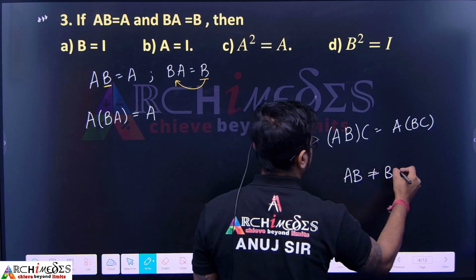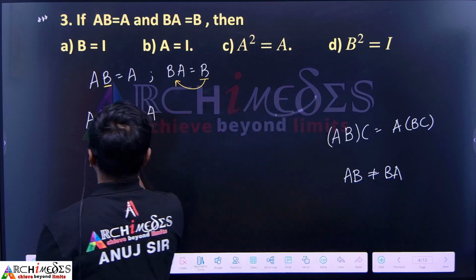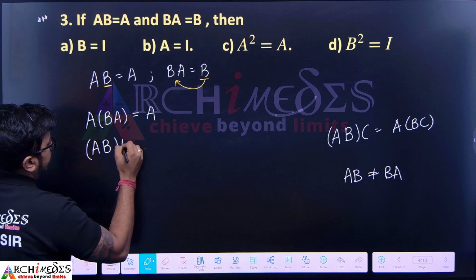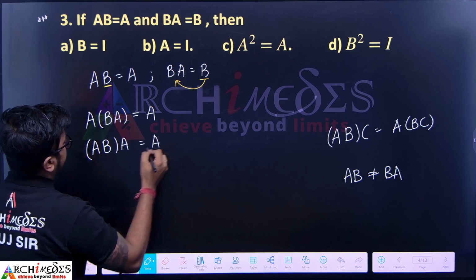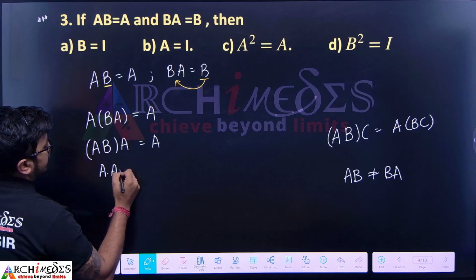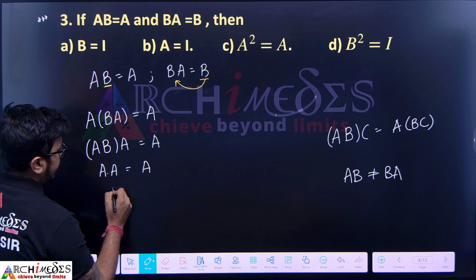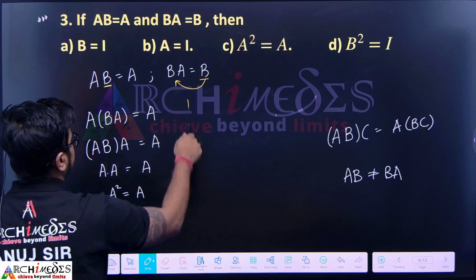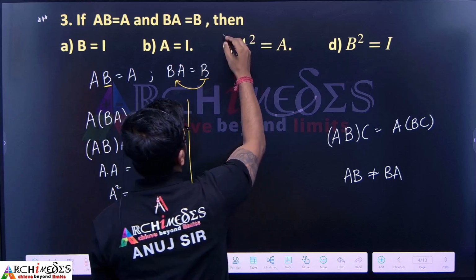Clear? So look over it. That means here you see that we can write AB, A is equal to A. So again, in place of AB, I can write A. So A into A is equal to A. So you are getting A square is equal to A. So this is the relation. Clear? So this is the correct relation.